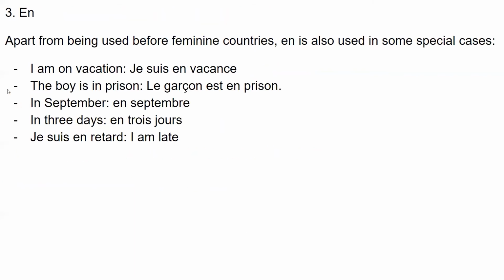Next up, we have en, which means in. Apart from being used before feminine countries, as we discussed in the previous slide, en is also used in some special cases. For example, I am on vacation is je suis en vacances in French. The boy is in prison would be le garçon est en prison. In September would be en septembre.